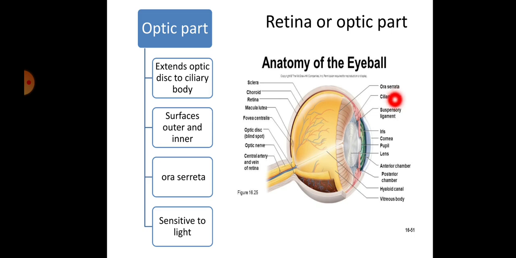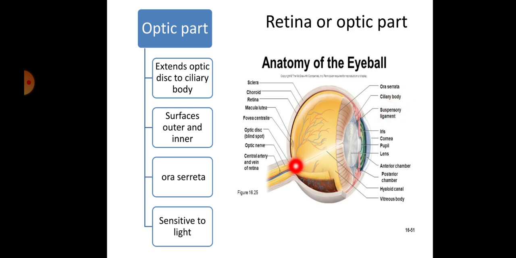That is called the ora serrata. What is the ora serrata? The ora serrata is the junction of the ciliary body and the retina, or you can say the optic part. That junction is represented by a circular zigzag appearance, and that is called the ora serrata.